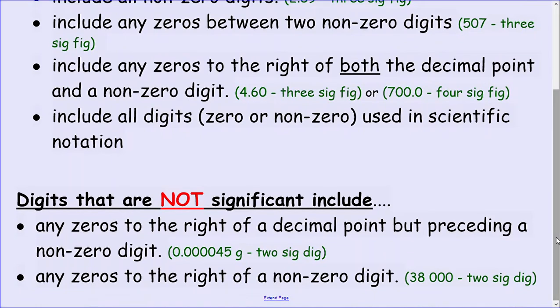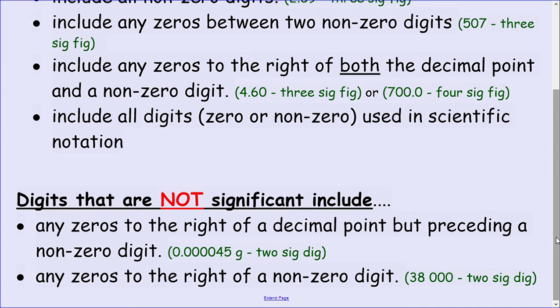Digits that are not significant. Any zeros to the right of a decimal point, but preceding a non-zero digit. So in this case, in the first example, you can see that there's no number before the decimal. It's just a 0. It's a very small number. And so we can only start counting when we hit a non-zero digit. So in this case, the first non-zero digit that we see is this 4 that's right here. So it becomes 0.000045, but the 4 is the first digit that we count. It would have two significant digits in it.